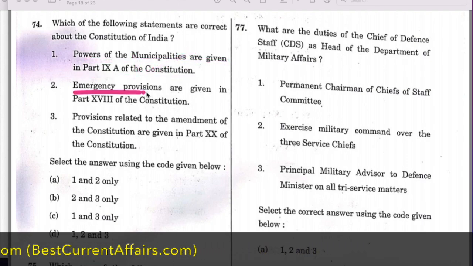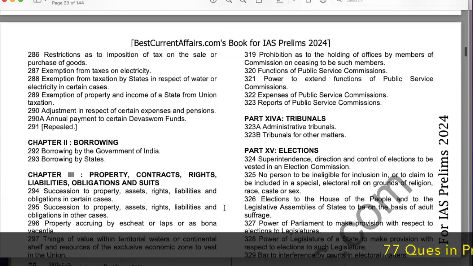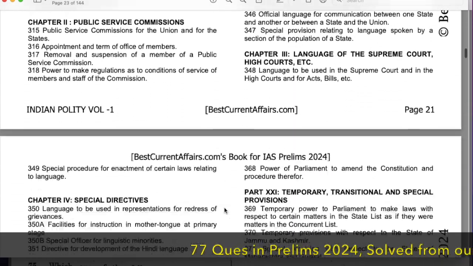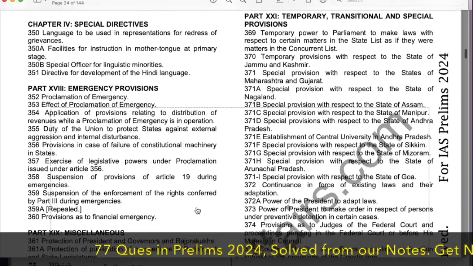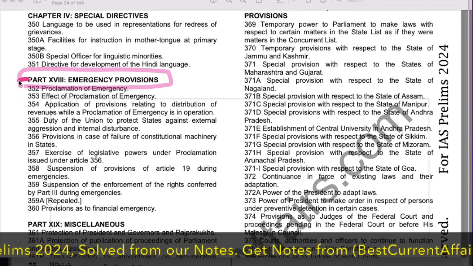Second is that emergency provisions are given in the part 18th of the Constitution. Now see this fact in our same book. Part 18. This is part 16. Here it is. Part 18, it deals with the emergency provisions of the Constitution.